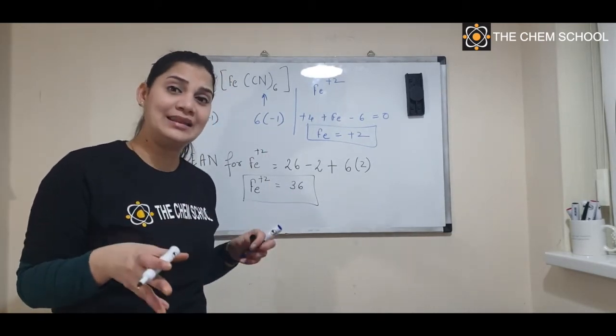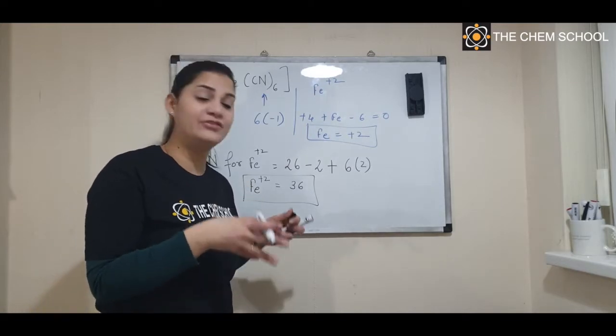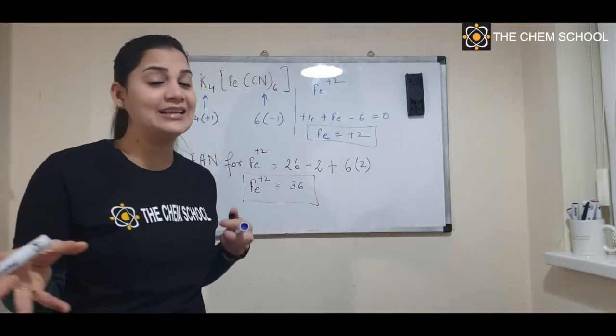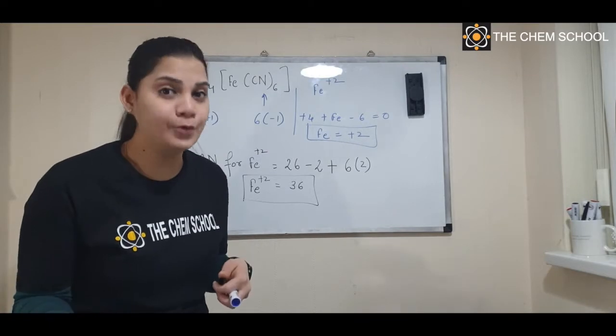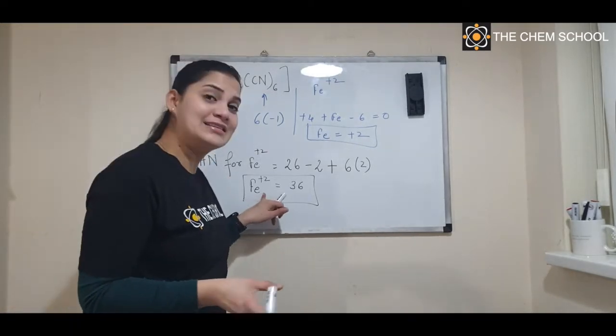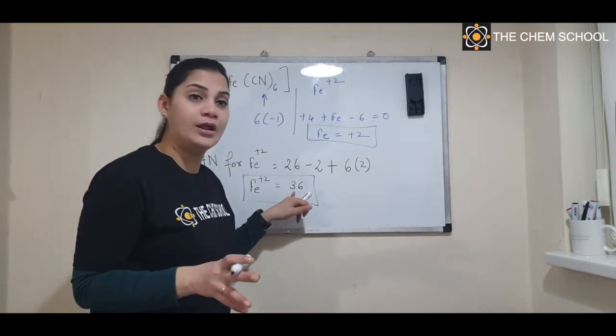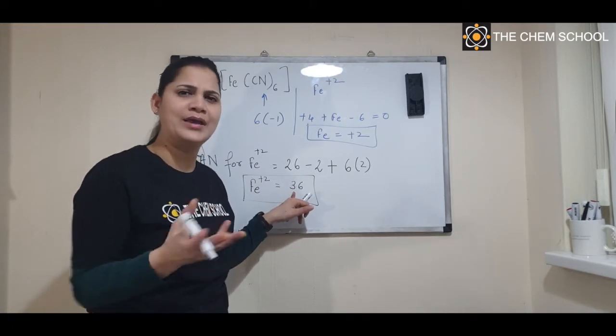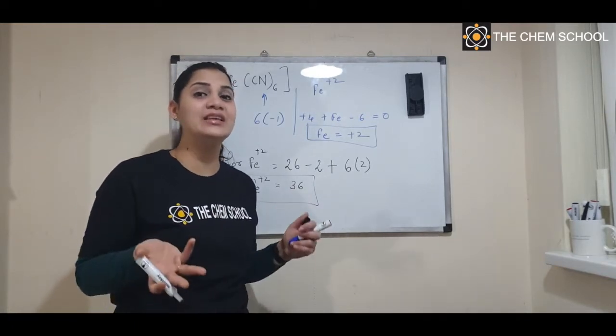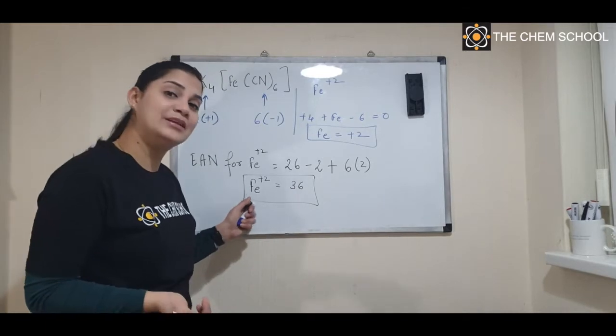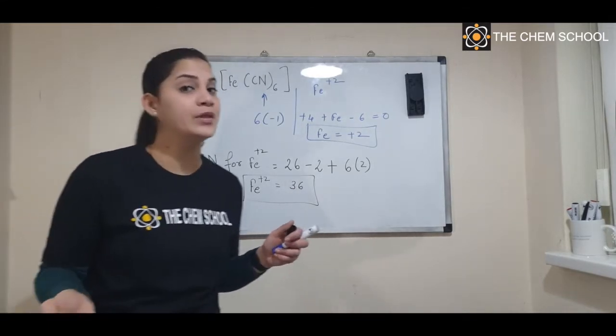And what does that mean? Now it has almost achieved the configuration of the nearest inert gas, and that is nothing but krypton. So now Fe has the electronic configuration of krypton, that is nothing but 36. And why is that so? Because we know that an inert gas is very stable. So Fe plus 2 is also trying to achieve the same stability.